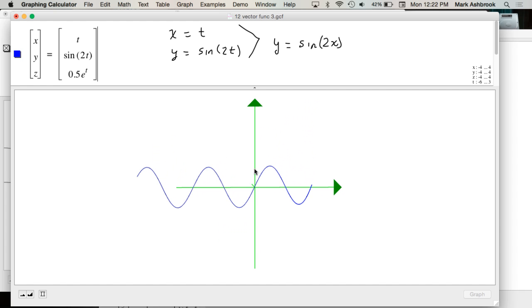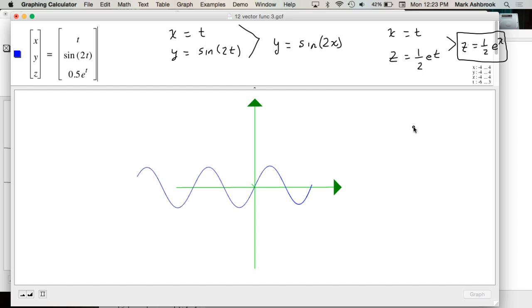Okay, so now what about x and z? What about the perspective of just looking at x and z? X equals t, z equals 1/2 e to the t. It's just, sorry, z equals 1/2 e to the x. Well, that's an easy pre-calculus function. That's our exponential function, 1/2 of the basic exponential function, right?